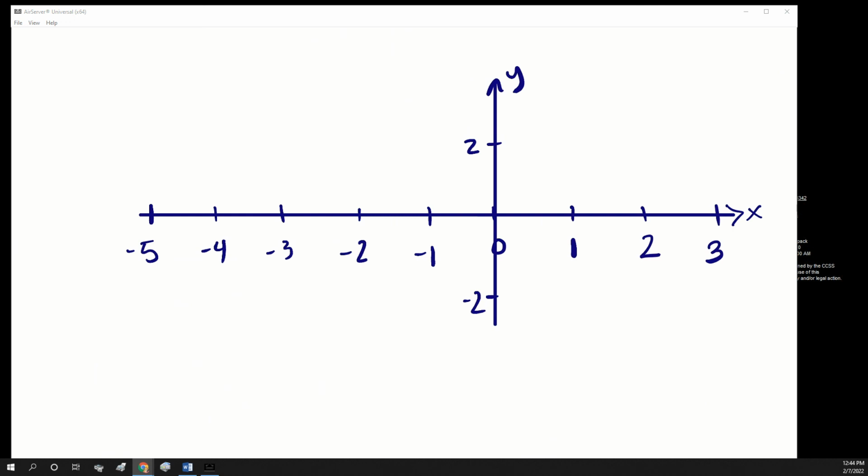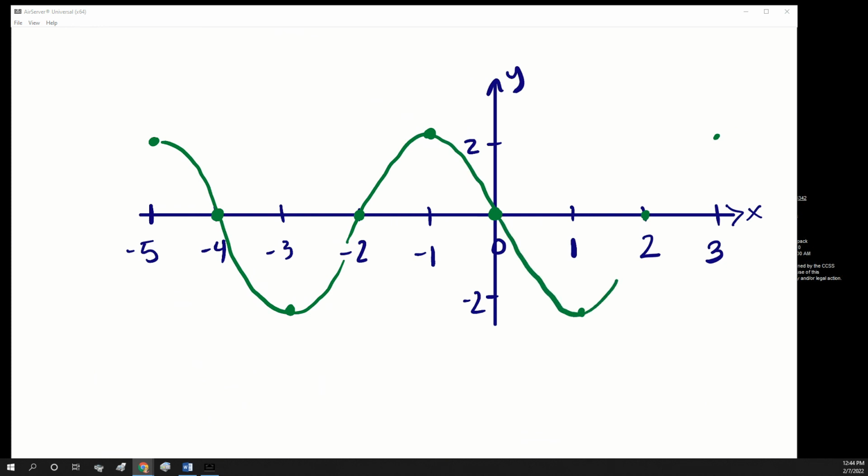So what we'll do at -5, we should have a maximum up at 2. So it's the point -5, 2. And then a middle, and then a min, and a middle, and a max. And then we just keep going. And that's what cosine looks like.